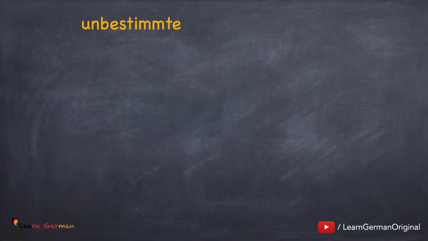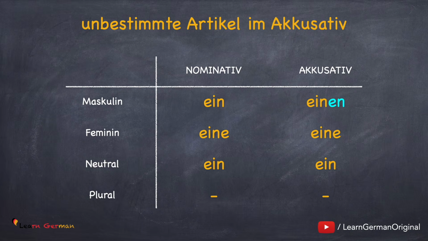So if we just compare the unbestimmte article im Nominativ and Akkusativ, you will notice that for all other genders, feminine and neutral, the articles are the same. Only in the case of masculine, ein changes to einen. So to make your learning easier, you have to only remember that whenever the accusative object is masculine, article changes from ein to einen.